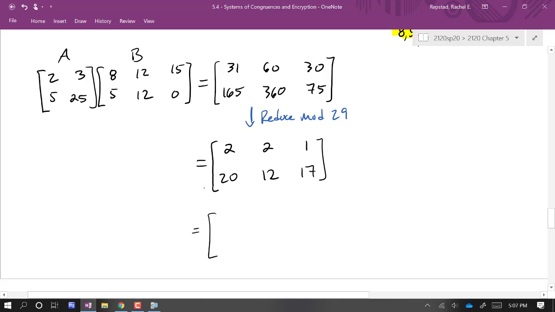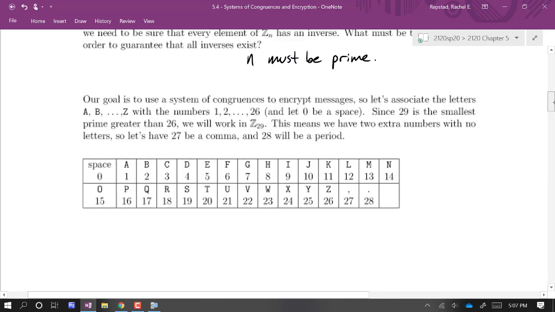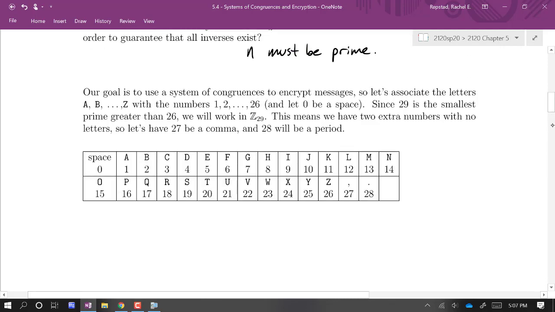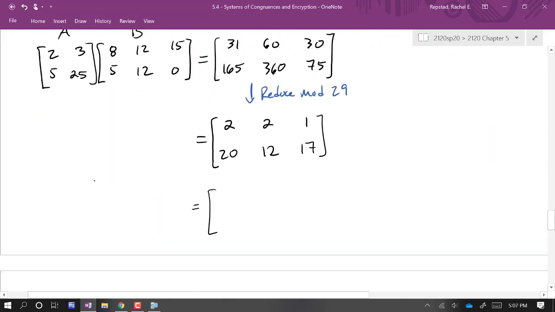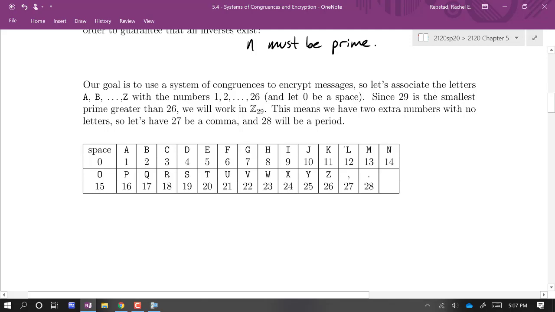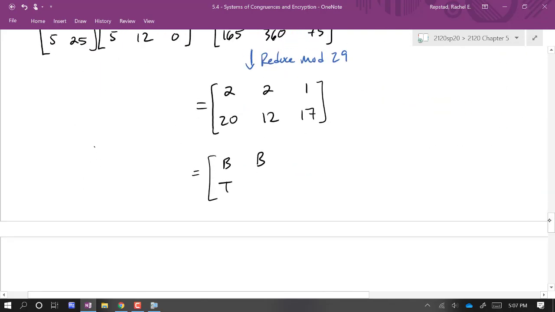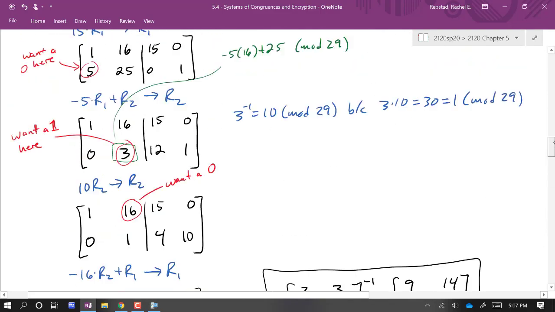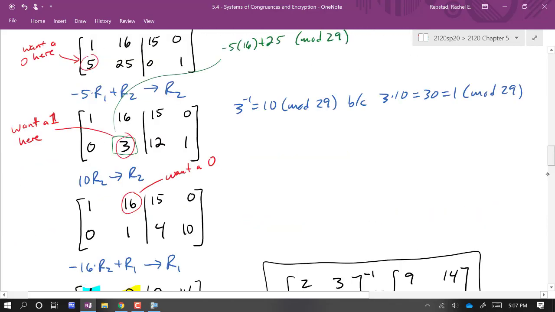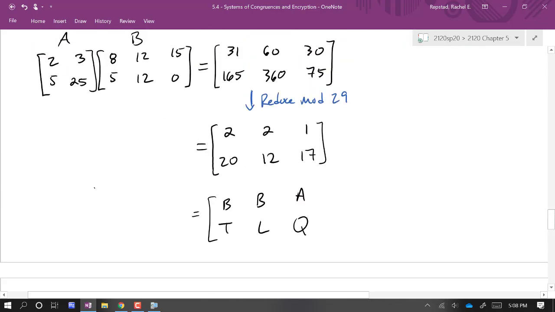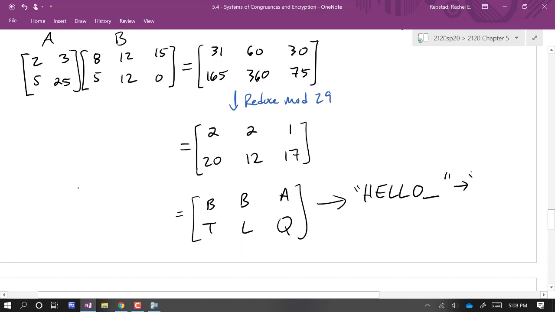So now I'm going to go back to the table. What letters are these? 2 is B, 20 is T, 2 is B, 12 is L, 1 is A, and 17 is Q. Okay, so what this means is that the word hello with a space translated to BTBLAQ.